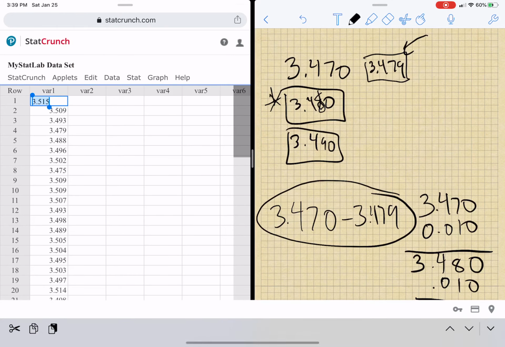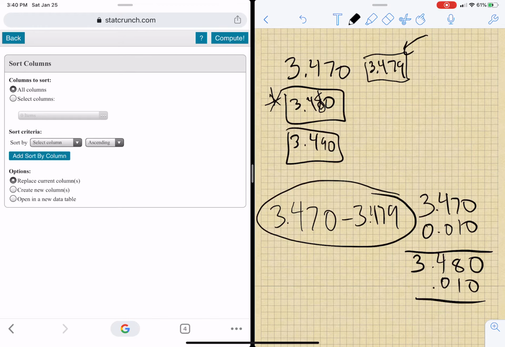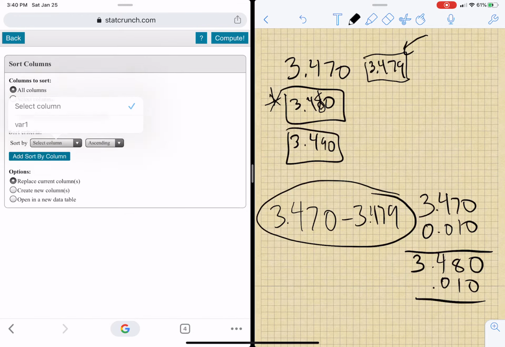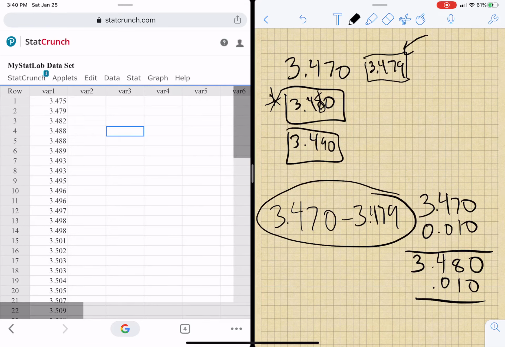Okay, very good. So what I'm trying to do is order them from least to greatest to make my life a little easier. So it doesn't look like it's going to let me do it in this application, but this should work if I hit data and then sort. And I'm going to do ascending right there. Hit compute, error. Okay, I have to select who I want. Variable 1. Compute. Okay, you see they're in order now.